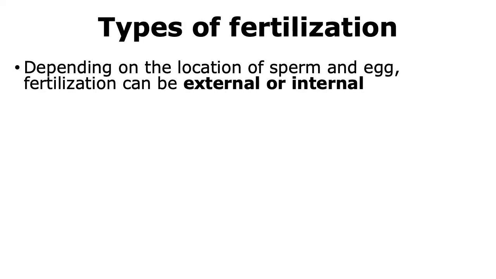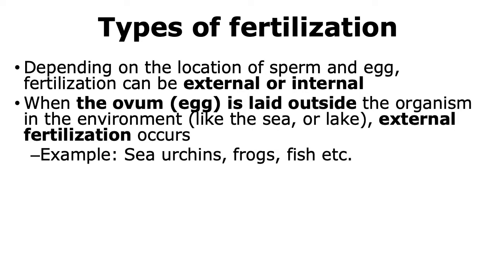Depending on the localization of the sperm and the egg, fertilization can be external or internal. In the case of external fertilization, the ovum or the egg is laid outside the organism's body. It is usually laid out in the environment, like the sea or a lake or in soil. And in such cases, external fertilization occurs because the process of fertilization is occurring outside the body of the organism.